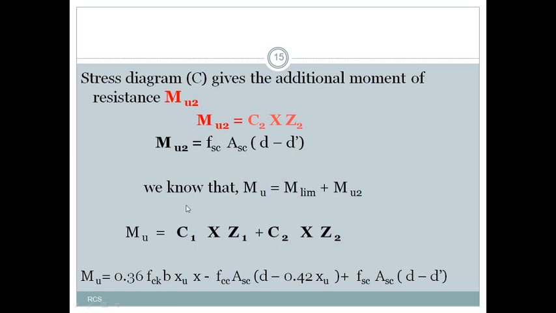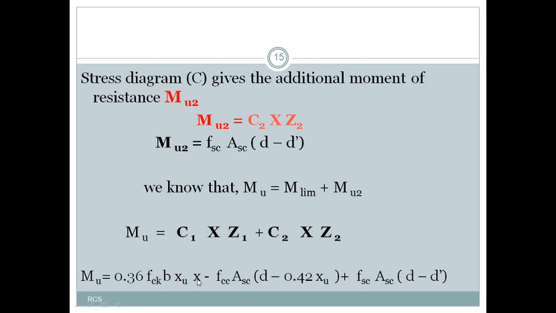Finally, we know the total moment of resistance with respect to the concrete or compression is C1 into Z1 plus C2 into Z2. That is, Mu, the total moment resisting capacity of a doubly reinforced section, is Mu limit plus Mu2. We know this term, Mu limit is 0.36 FCK B into XU into, sorry, it is not into, 0.36 FCK B into XU minus FSC into ASC.